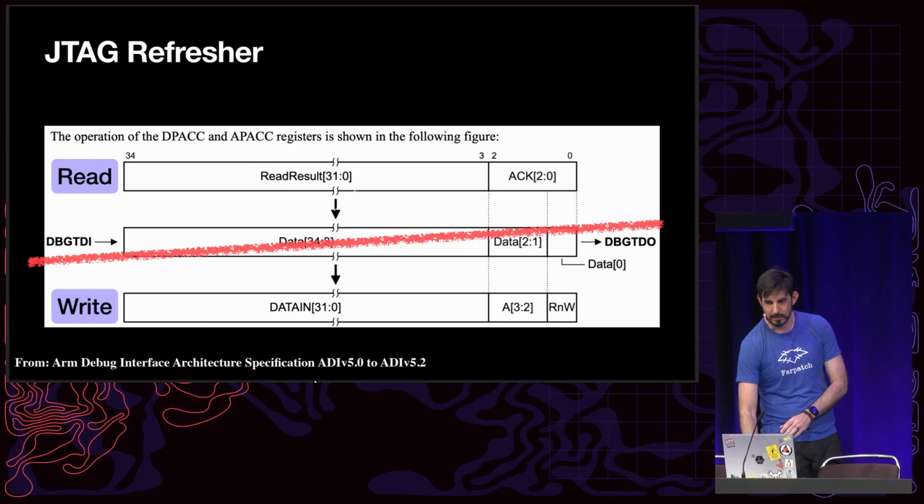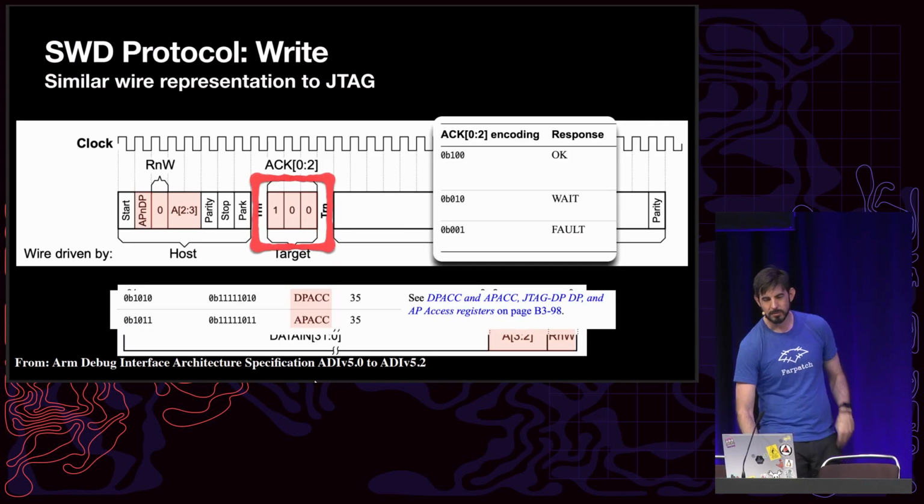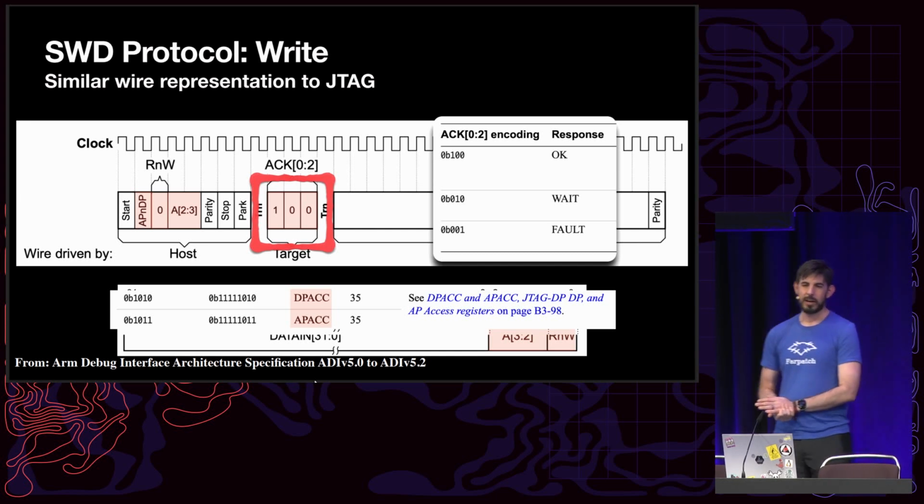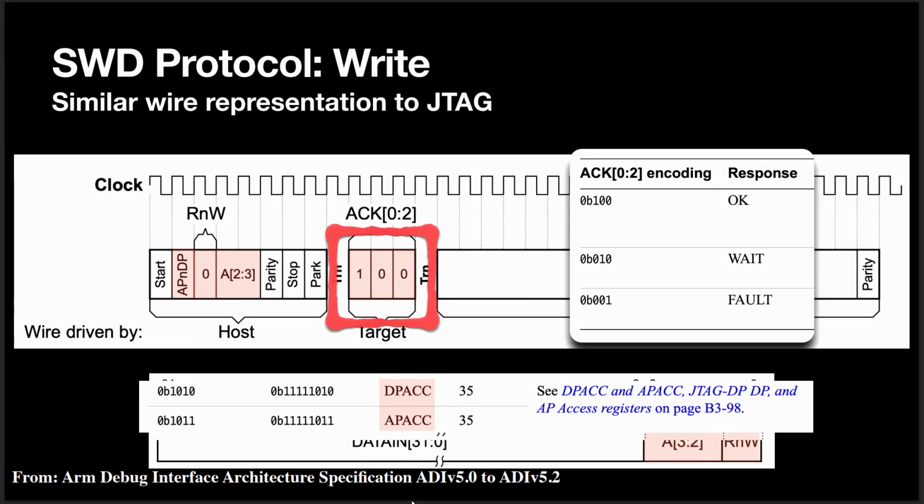What about SWD? Well, remember this slide from 10, 15 minutes ago now? This is what it looks like for SWD. And this didn't come out very well in the PDF, but there are 3 acknowledge bits in the SWD packet that are almost the same as the 3 acknowledge bits from JTAG. We have 2 bits of address, the exact same 2 bits of address from JTAG. Instead, we have the same 1-bit read and write that goes before the address bits.